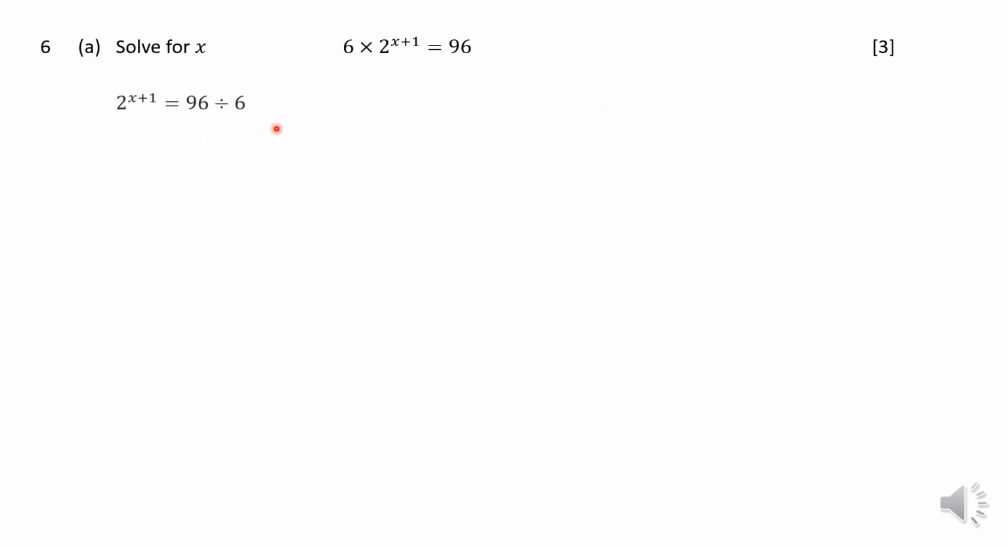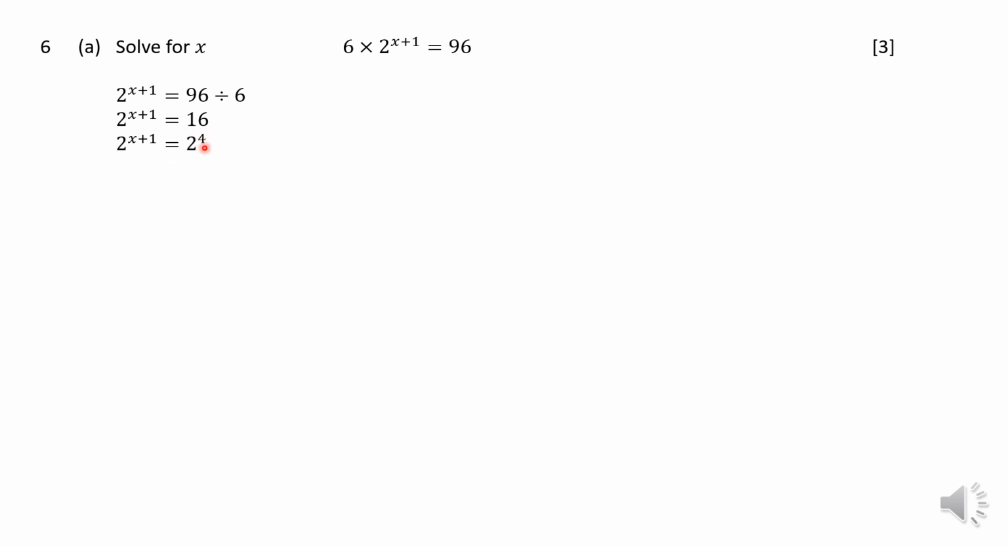The first thing you do is you get rid of the 6. And you see what I did is they put the times there. Sometimes they just put the 2 raised to the x plus 1 in brackets and the 6 is there. And the biggest mistake is learners then multiply, and you shouldn't do that, okay? You get rid of this. The opposite of multiplication is division. And then you get an answer of 16. Now when you're here, no need to use logarithms because 16 can be written as a base of 2.